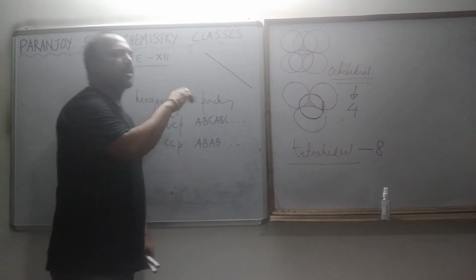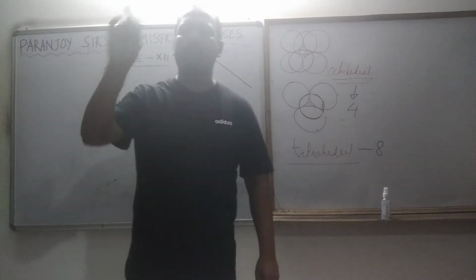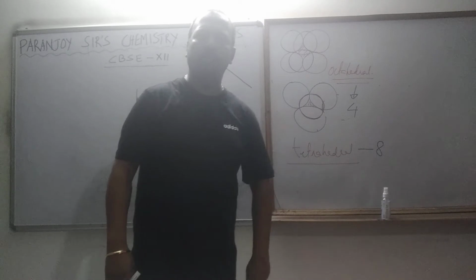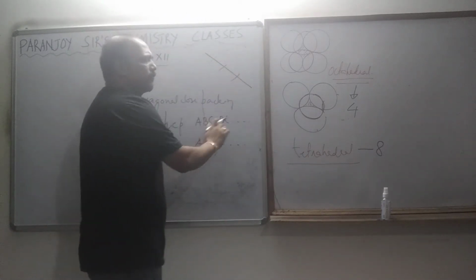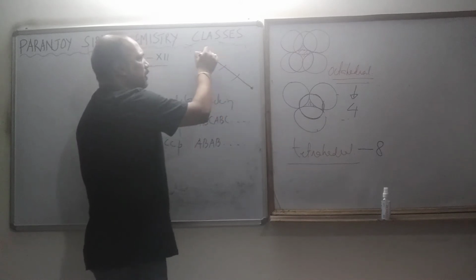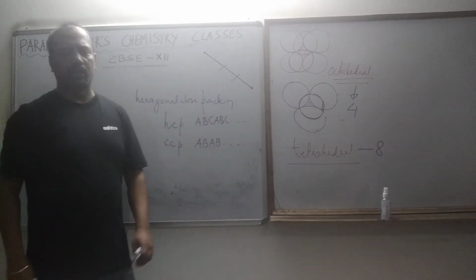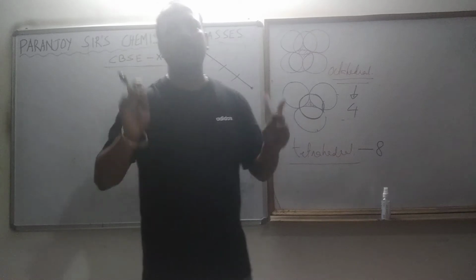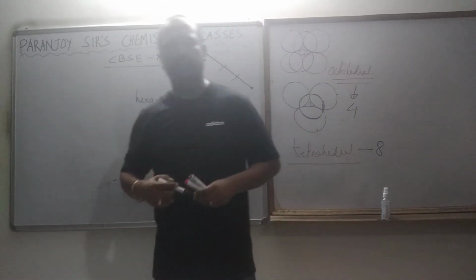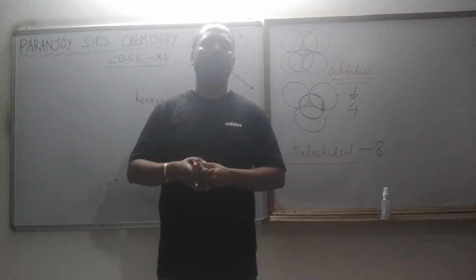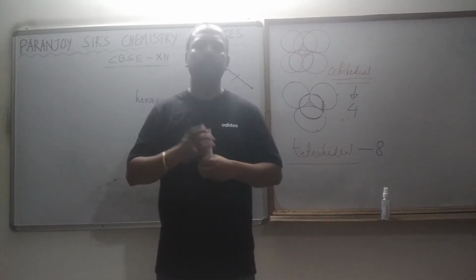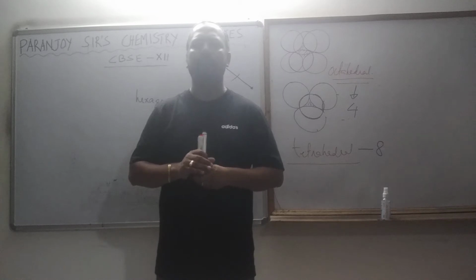Now divide this body diagonal, imaginary, in 4 parts. 1, 2, 3 and 4. This is one corner. Right? Now tell me, how many body diagonals are there in the cube? Tell me. 4. Very good. Why 4?